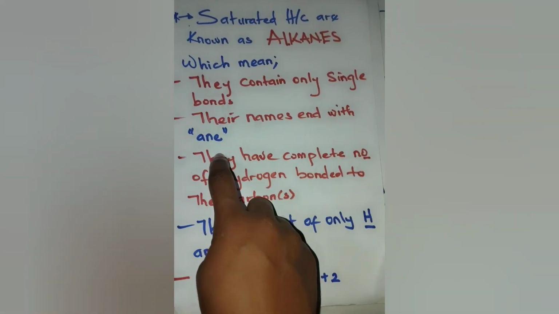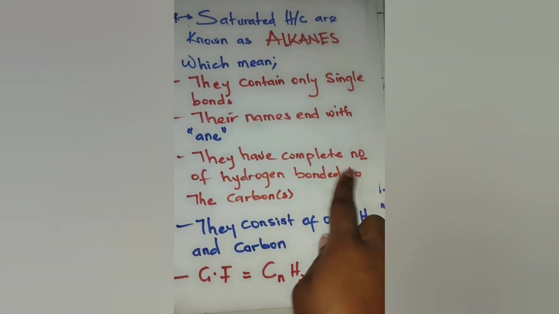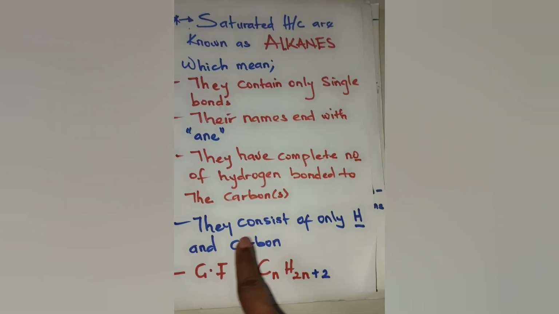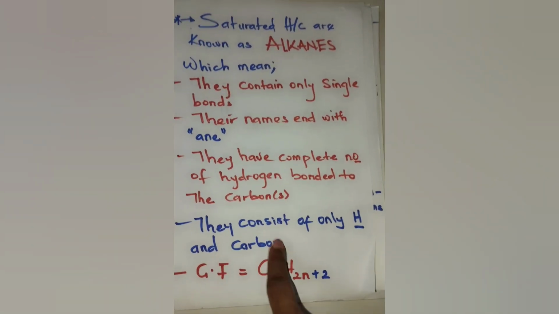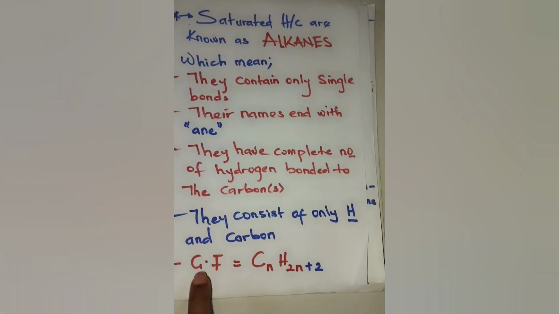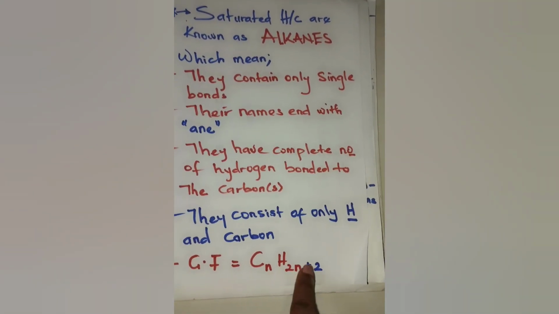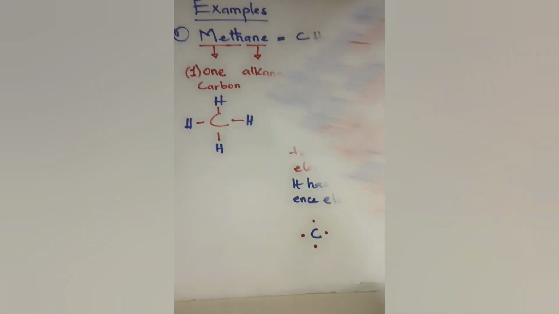contains only single bonds. And it also means that they have a complete number of hydrogens bonded to the carbon. It also means that they contain only hydrogen and carbon. It also means that their general formula is CnH2n+2, because let's find out.